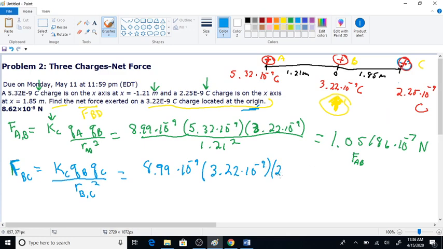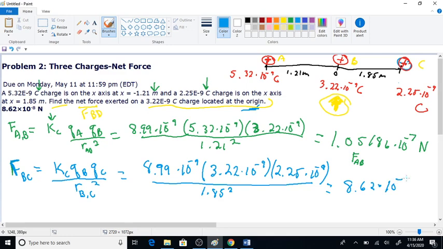is 2.25 times 10 to the minus 9, all over the distance squared, which is 1.85 meters. They all play nice again. And when I do this one, I get 8.62. And I took out more on my calculator, so please take out a few more digits than that. I didn't write them down. I apologize. Now, which force is greater?